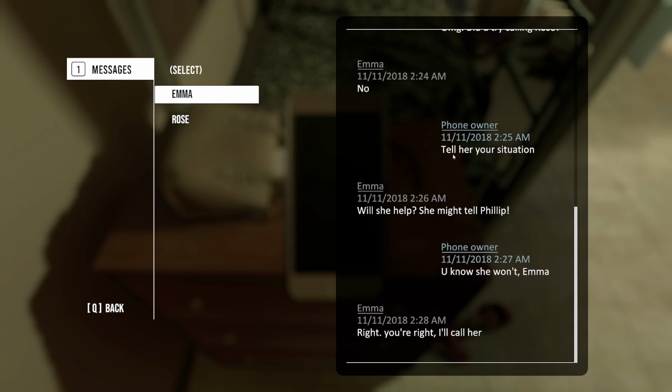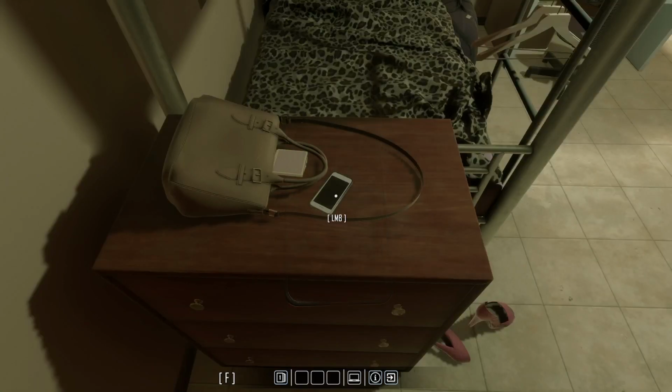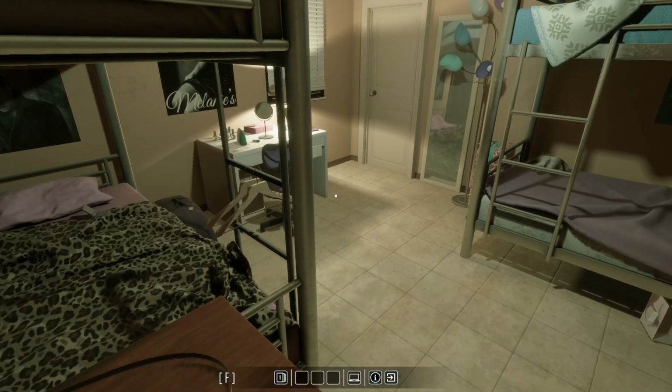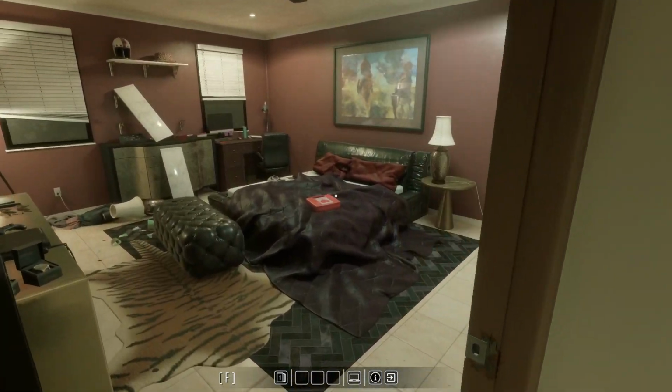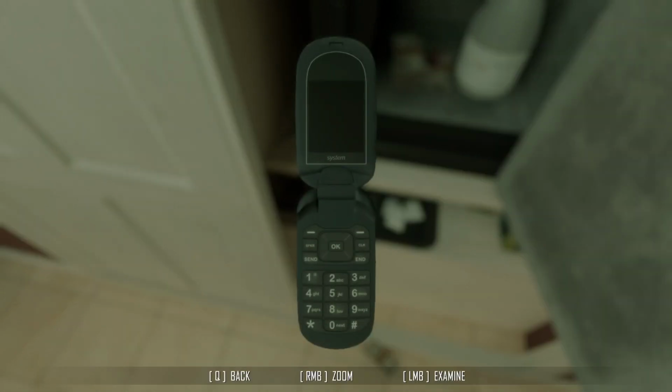So I'm guessing Rose is in the main room. So I would say Rose was thinking of leaving. So I would say she was trying to leave. Let's see. When was Molly hospitalized? I guess we can start to try to get the questions right. So which phone was it? Was it this one?